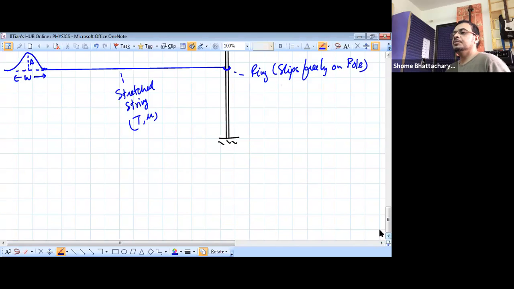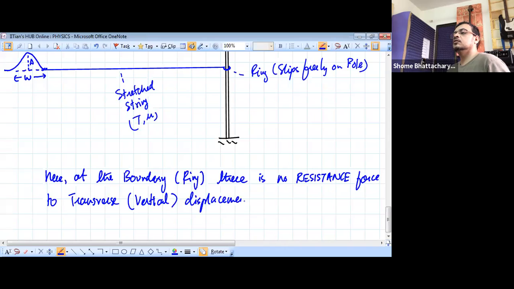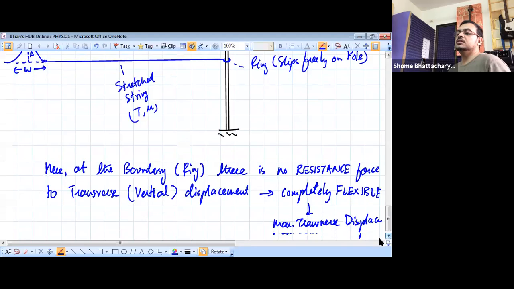And so what will happen here is, at the boundary, that is the ring, there is no resistive force. There is no resistance force or resistive force to transverse displacement. And hence it is completely flexible to transverse displacement. So there is maximum transverse displacement. It's the opposite situation of the fixed boundary.